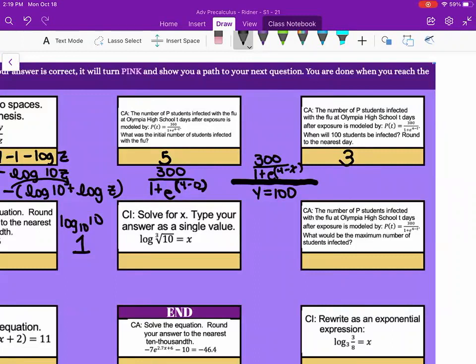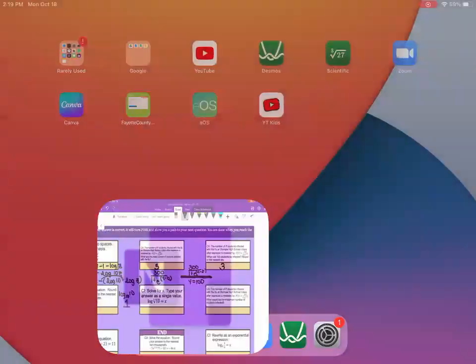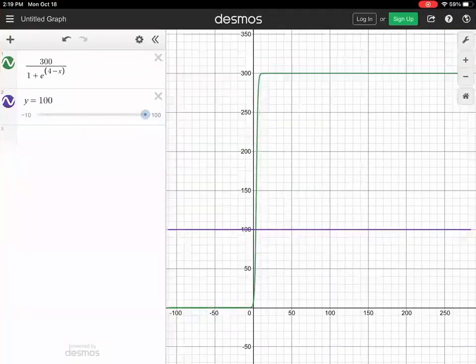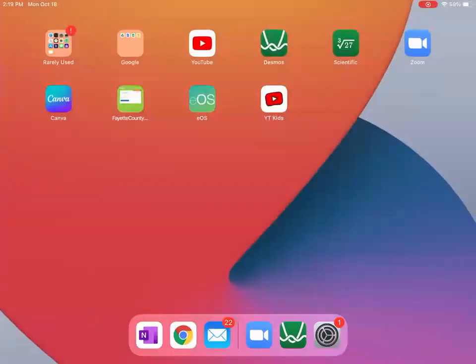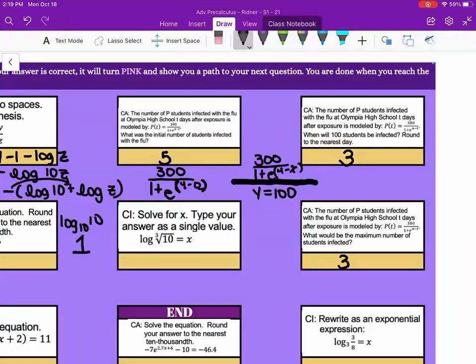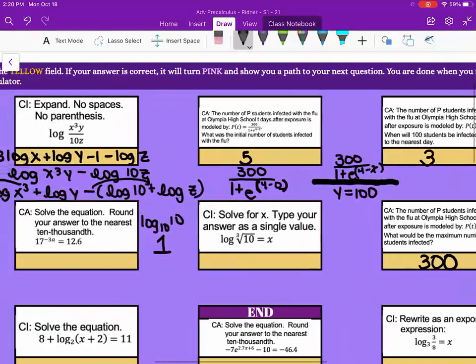Okay. For the last one here, it says, what is the maximum number of students infected? Well, if I keep zooming out, I notice that this tops out at 300. So that's the answer for that one, 300. I know I said I was going to go from left to right, but all of those had to deal with each other. So I went ahead and answered that one so we didn't have to go back.